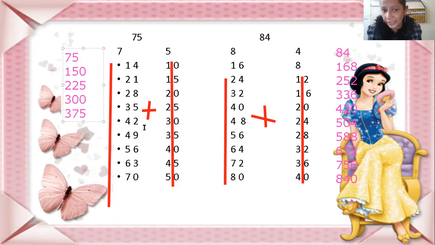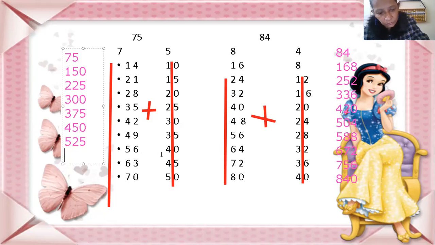Now for next you see, which numbers are in the line between? 42 plus 3, 42 plus 3 is 45. 45 you will write here and with it this 0 is there, so 0 here you will write down as it is. Next you see, which numbers are in the line between? 49 plus 3, 49 plus 3 is 52. 52 you will write down here and 5 is with it, 5 you will write down here as it is. Next you see, which numbers are in the line between? 56 plus 4, 56 plus 4 is 60. 60 you will write down here and 0 is with it, 0 you will write down here as it is.